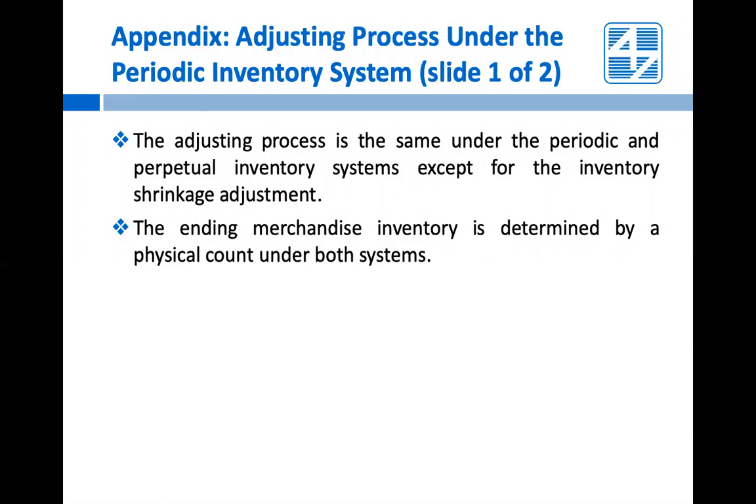Okay, the adjusting process for the periodic inventory system is the same. Because under periodic, we don't have information in our records about the balance of merchandise inventory, so we cannot identify how much is the inventory shrinkage or shortage. So basically, under the periodic inventory system, the shrinkage or shortage or overage has already been included.